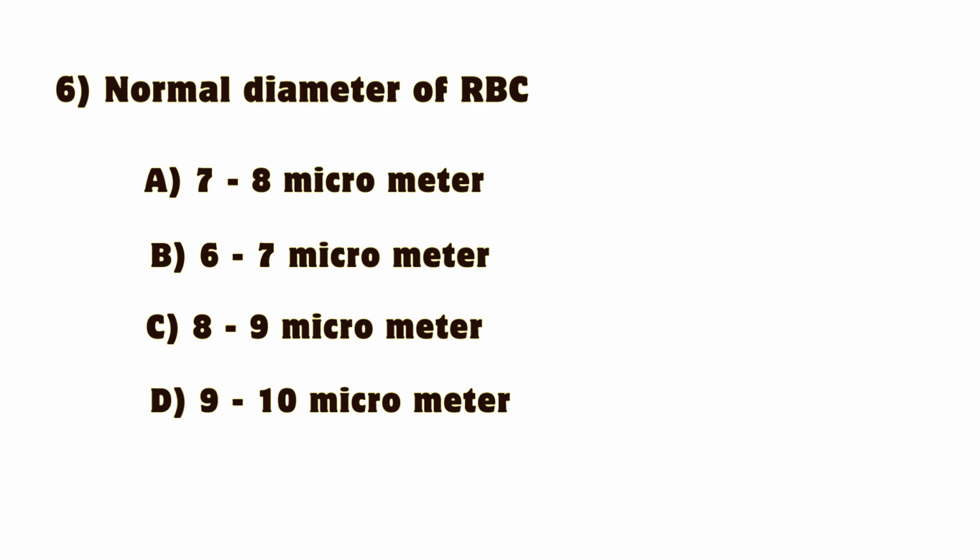Next question is, normal diameter of RBC. Options are option A, 7 to 8 micrometer, option B, 6 to 7 micrometer, option C, 8 to 9 micrometer, option D, 9 to 10 micrometer. In this question, the right answer is option A, 7 to 8 micrometer.